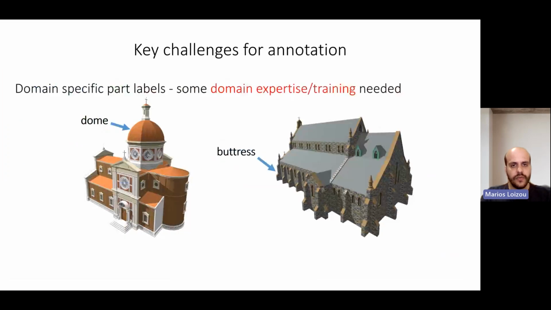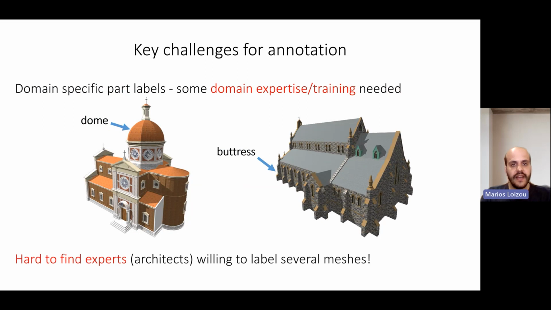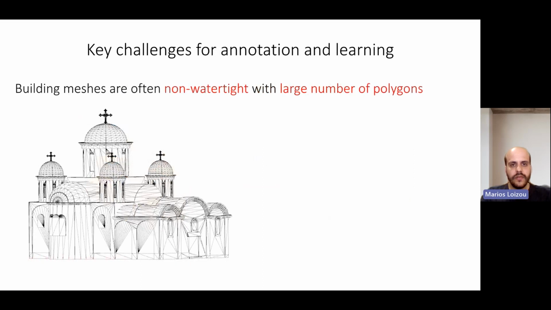Creating this dataset was not easy. Inexperienced human workers can easily mislabel domain-specific parts such as domes or buttresses. On the other hand, hiring experts such as architects to label thousands of buildings would be time-consuming and costly. Another complication which affects human and machine annotation is that building meshes are non-watertight with tens of thousands of polygons. It is hard to label polygons one by one or draw segmentation boundaries on them.